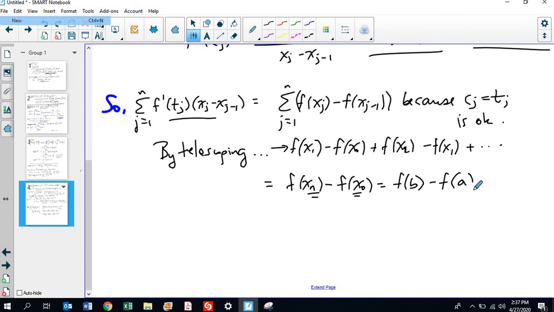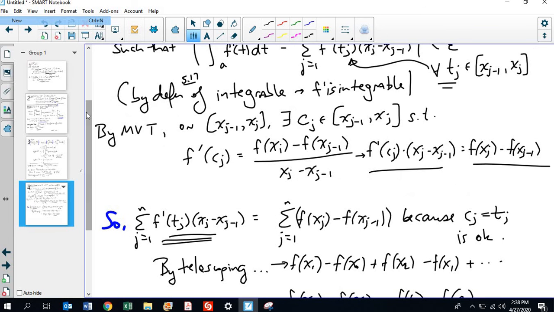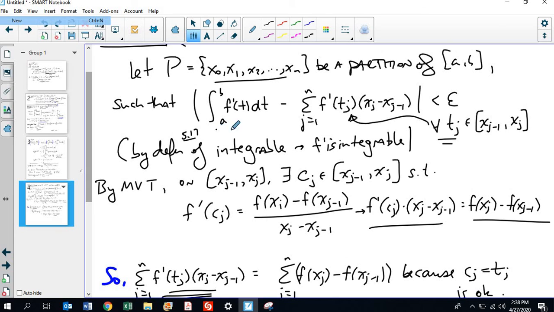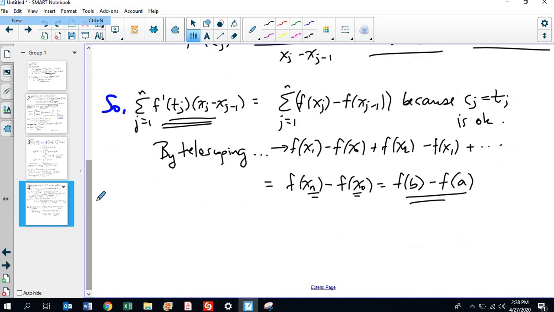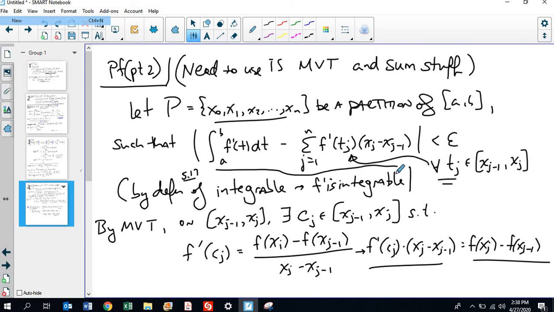So where did this come from? Up here we were looking at the Riemann sum definition. In this place, the sum of f prime of tj, you can replace with just f of b minus f of a.